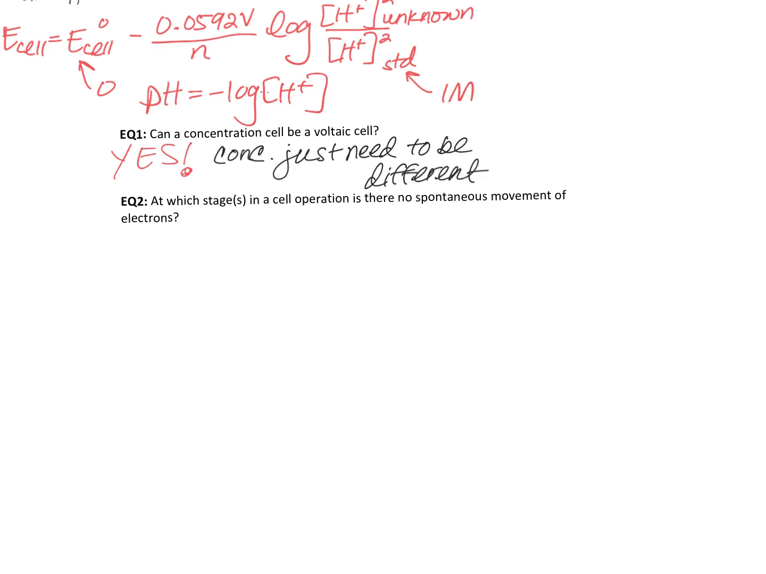Okay, let's see. At which stage or stages in a cell operation is there no spontaneous movement of electrons? So think equilibrium. That stage is when E cell is equal to 0. So when there's no cell potential, that means there's no spontaneous movement of electrons.